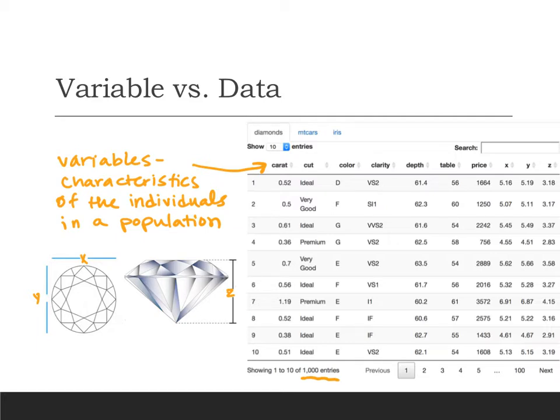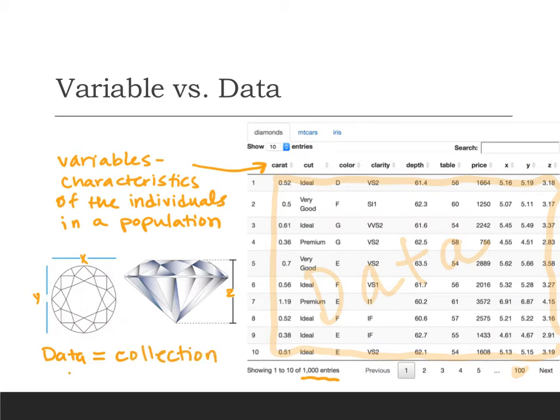And then our data: this, and whatever's on the other 99 pages, this is data. Those are the actual values that get collected. So data is the collection of values. That's what our data is.